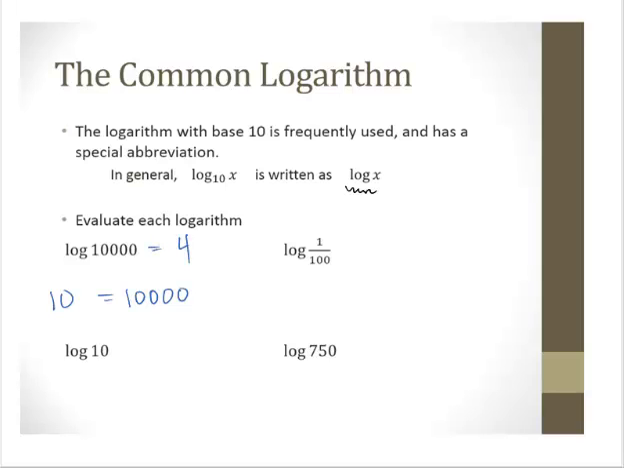The log of 1 over 100. 10 to the what power gives us 1 over 100? Well, 10 to the second is 100, so the log of 1 over 100 is -2. The log of 10. 10 to the what power yields 10? Log of 10 is 1.